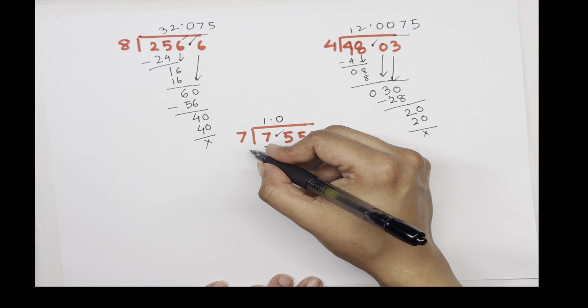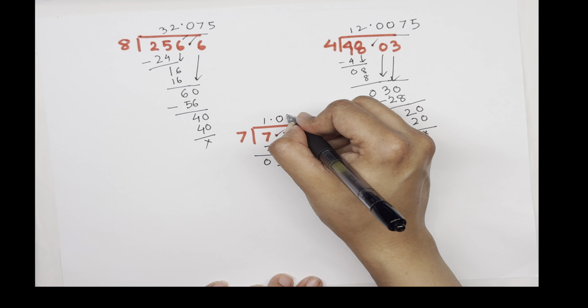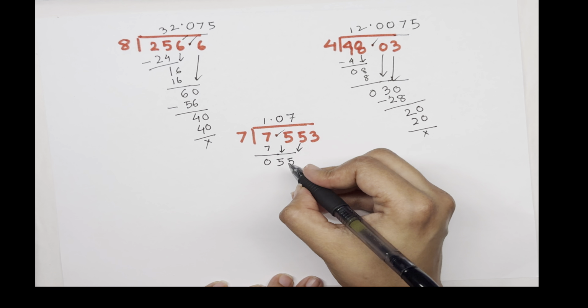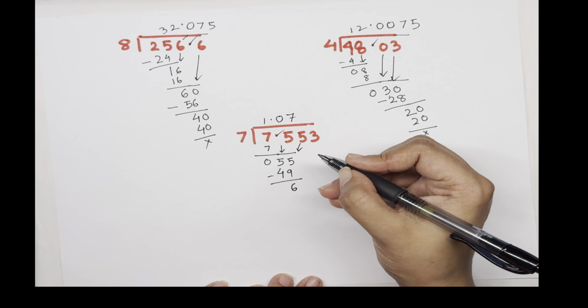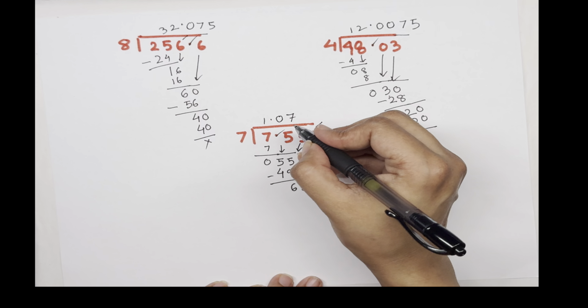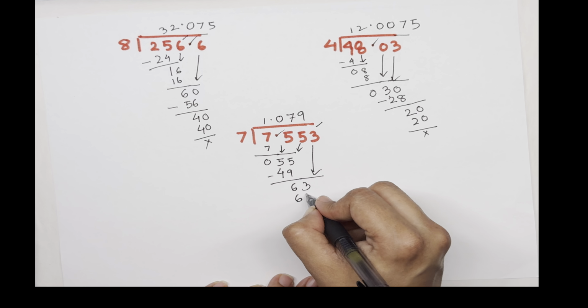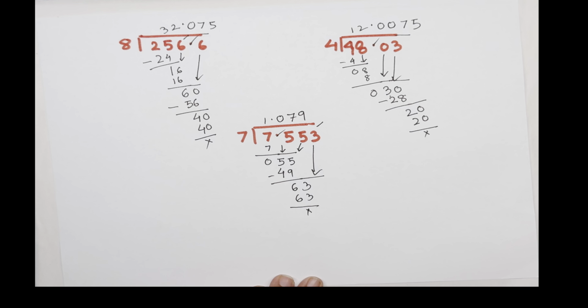Now 55 divided by 7. 7 times 7 is 49. 55 minus 49 is 6. Last digit down, which is 3. 7 times 9 is 63. So 1.079 is the answer.